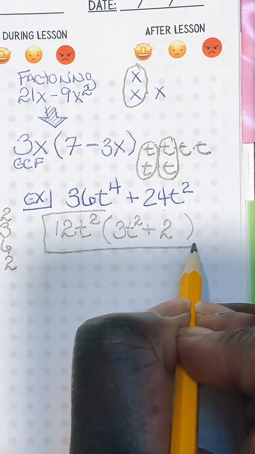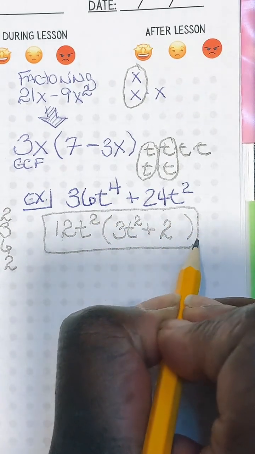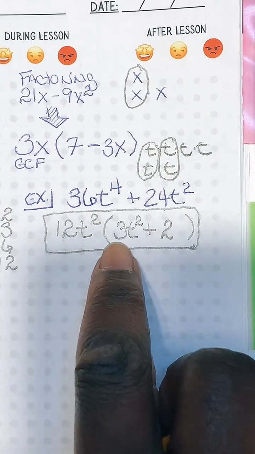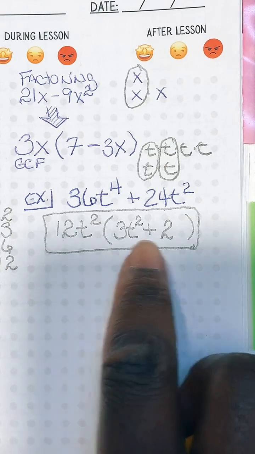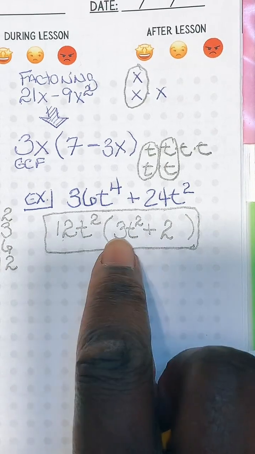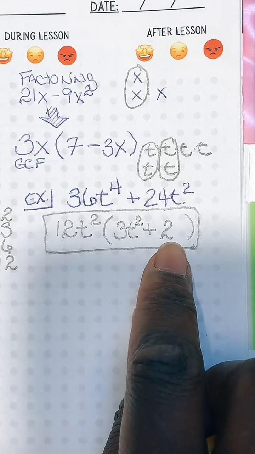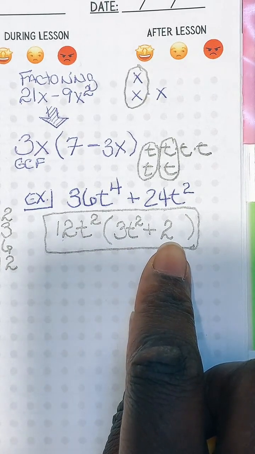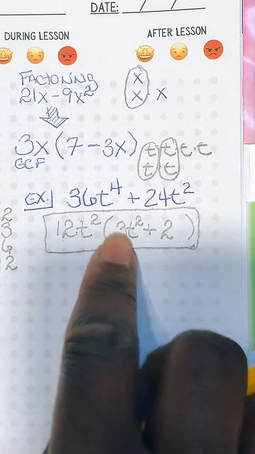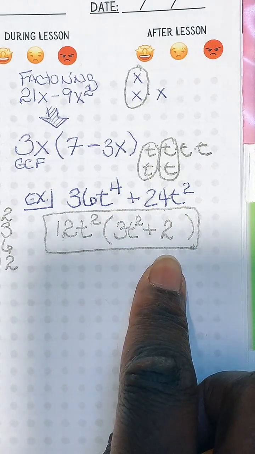And this is the secret. This is another thing. If you look inside your parenthesis at these two numbers, the coefficients and the constant, if the only thing they have in common is bigger than 1, that means you need to factor that down one more time.